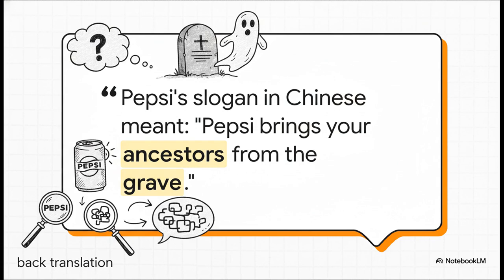Take this famous example from Pepsi. Their exciting slogan, "Come alive with the Pepsi generation," became something a little more terrifying in Chinese. Pepsi brings your ancestors from the grave. Yikes. To avoid this, you use a process called back translation. One person translates it to the new language, then a second person, who hasn't seen the original, translates it back. If it still makes sense, you're good to go.